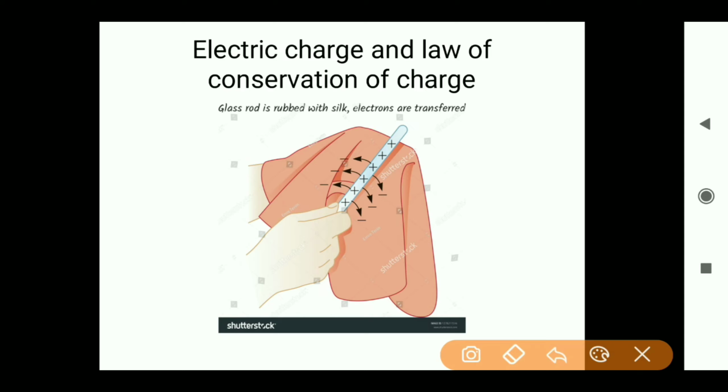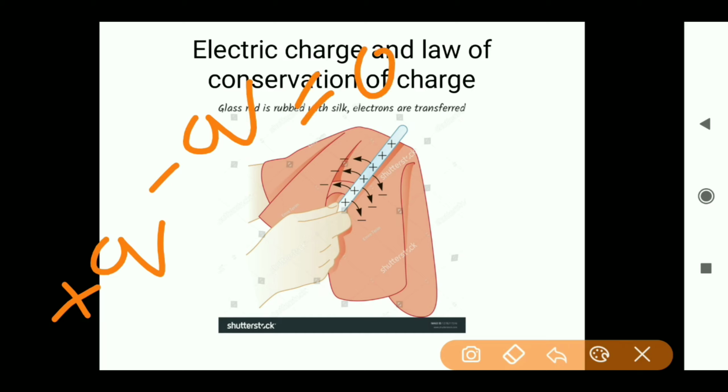Let us assume the charge contained by the glass rod is Q. So I am writing +Q because the nature of the charge is positive. And because the piece of silk has an excess of electrons, that is why it is -Q. Why am I writing the minus? Because an excess of electrons creates the negative charge property. So you see that +Q and -Q still equal 0 coulomb.